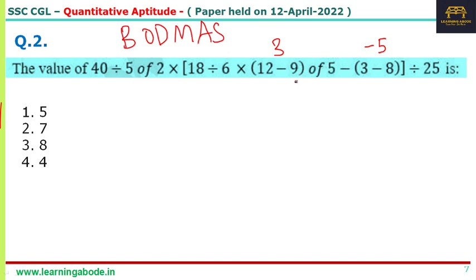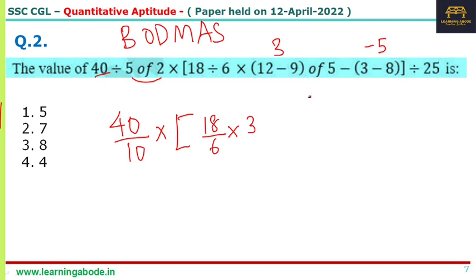So let's try to write it again, let's rewrite it. So we have 40 divided by 5 of 2, so we have to do this first. 5 of 2 is 10. Now multiply by the whole bracket, 18 divided by 6, into 12 minus 9, we have got 3.